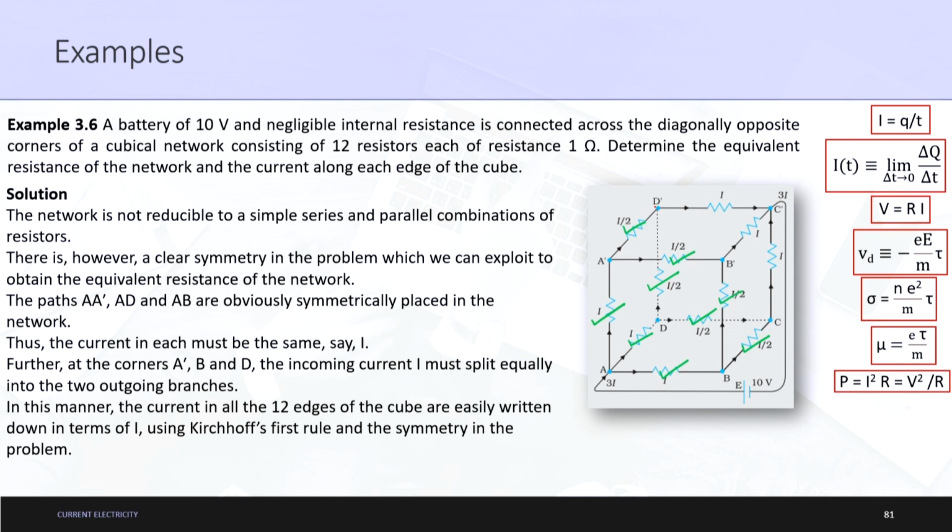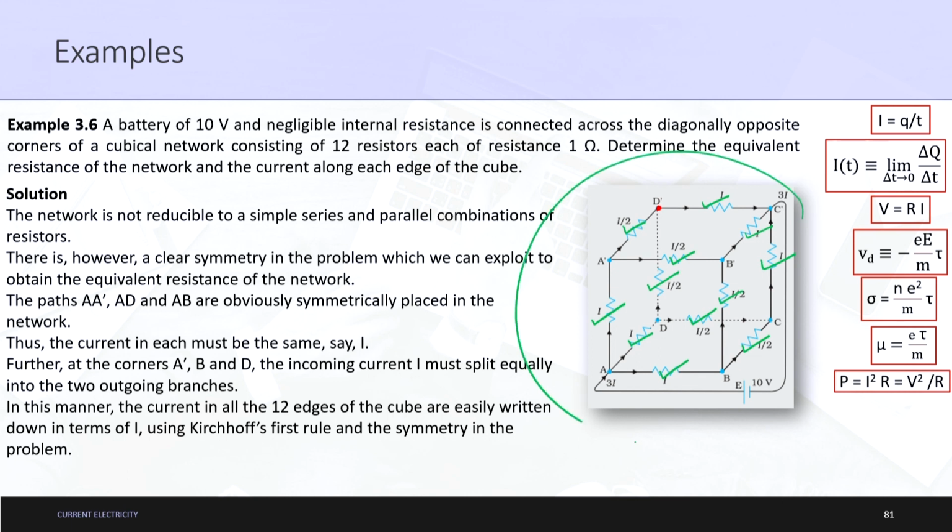Now, after this point we need to know the value at these portions. Again we can apply the junction rule here. I by 2 plus I by 2 will give you I here, similarly I by 2 plus I by 2 will give you I here, and similarly I by 2 plus I by 2 will give you I here. Hence, finally we know the currents in each of these resistors. Now you need to apply the loop rule. I will apply the loop rule in the next part. Let me stop it here only.